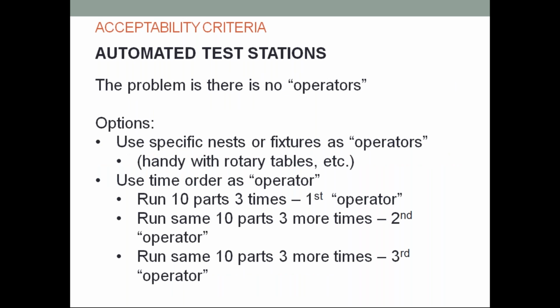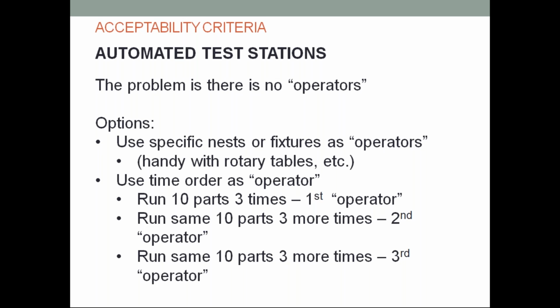How do you handle automated test stations when there's no operators? There's several options. One is to use specific nests or fixtures as operators. That's handy if you have rotary tables, especially if the nest or fixture is a part of the measurement system, such as it's holding the part by its datum.